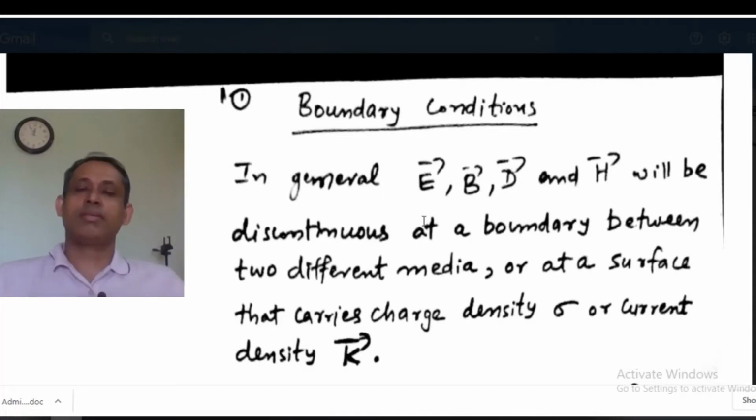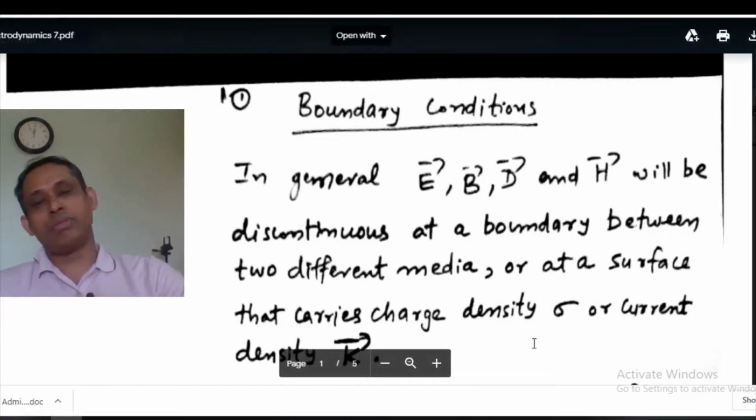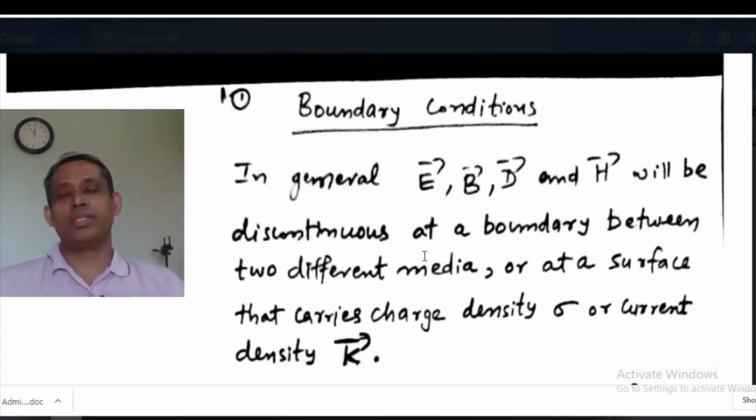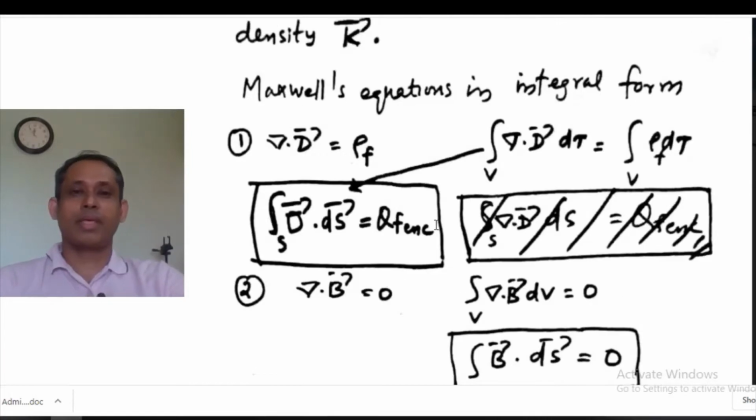We also see the change, the variation in D, the displacement, and H. So we are going to see the boundary conditions for these four quantities: the electric field E, the magnetic field B, D, and H. For that, what we first do is we convert the Maxwell's equations, which we wrote in differential form, into the integral form.